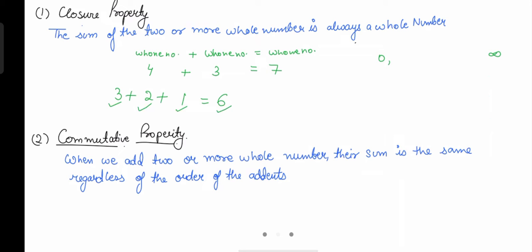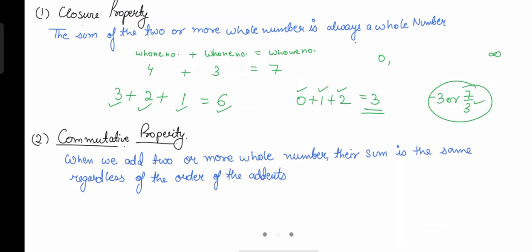So let's add 0 also: 0 plus 1 plus 2. What will be the answer? It will be equal to 3. Is 0 a whole number? Yes, it is. Is 1? Yes. Is 2 a whole number? Yes, it is. And the answer is also coming out to be a whole number. It is not coming out to be negative 3, or, let's say, 7 by 3. It is coming out to be a whole number only. Those are not whole numbers; they are a fractional number and an integer.